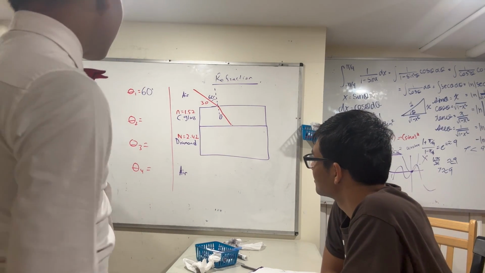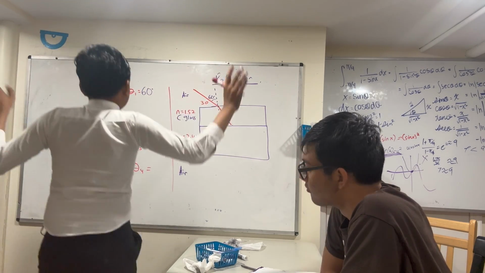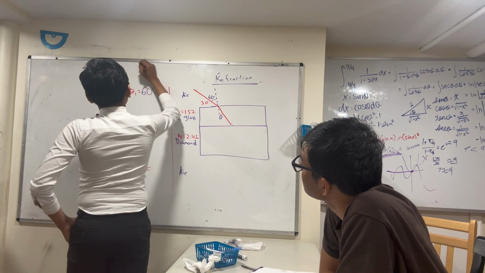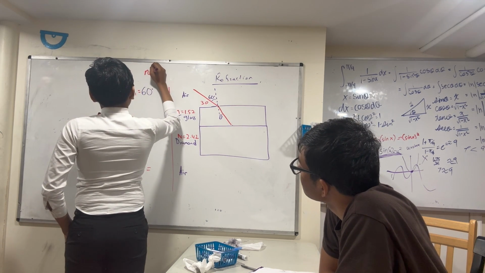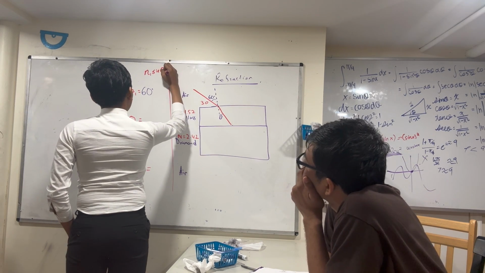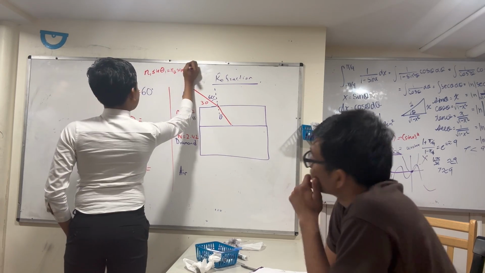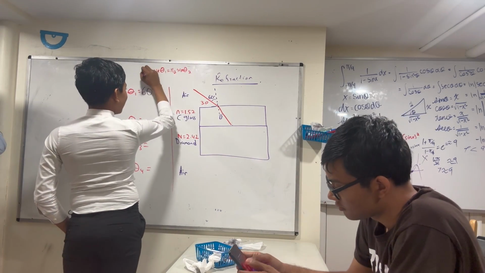All right, so find theta 2. Go. Okay, so I think what we do is, please don't punish me for using Snell's law. I know I shouldn't be taking the words of a snail, but you know, we're under pressure here.